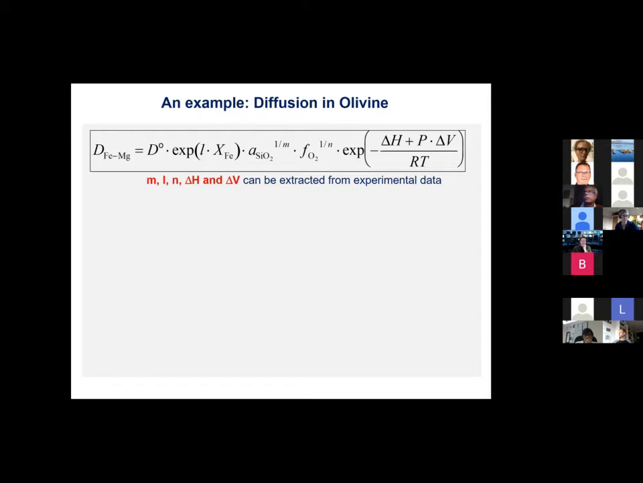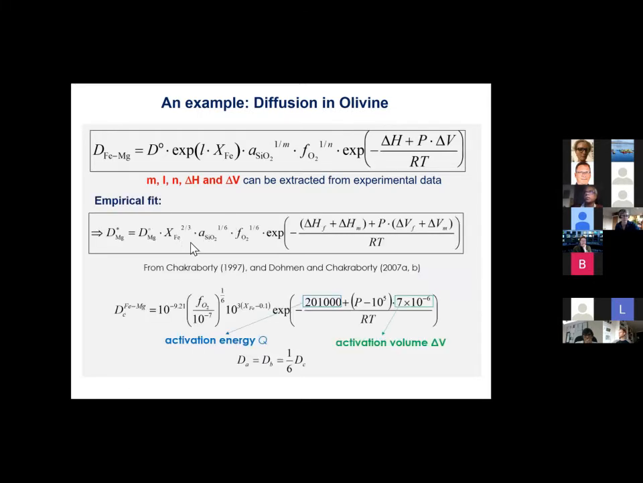Many people have worked on these and produced many of these data. One of the things that we have produced is in olivines, as a result of a lot of experiments. I'll show you that in the next slide right away. But you see that, for example, XFe becomes here to the power of 2/3, activity of silica becomes to the power of 1/6, and so forth.